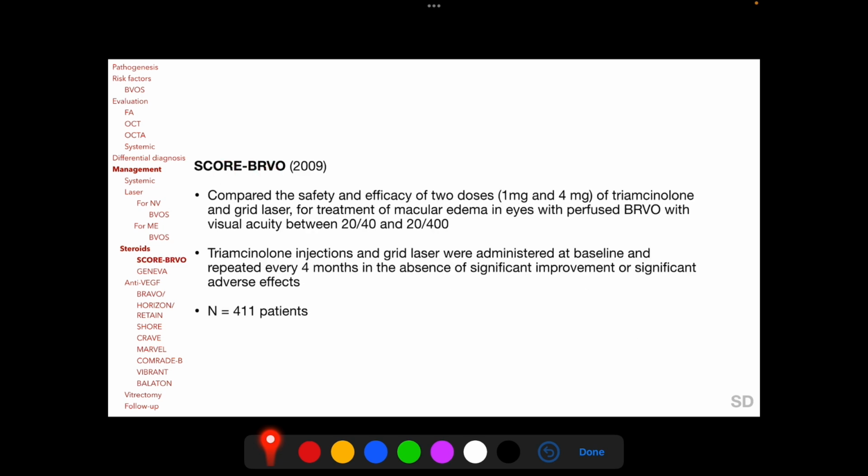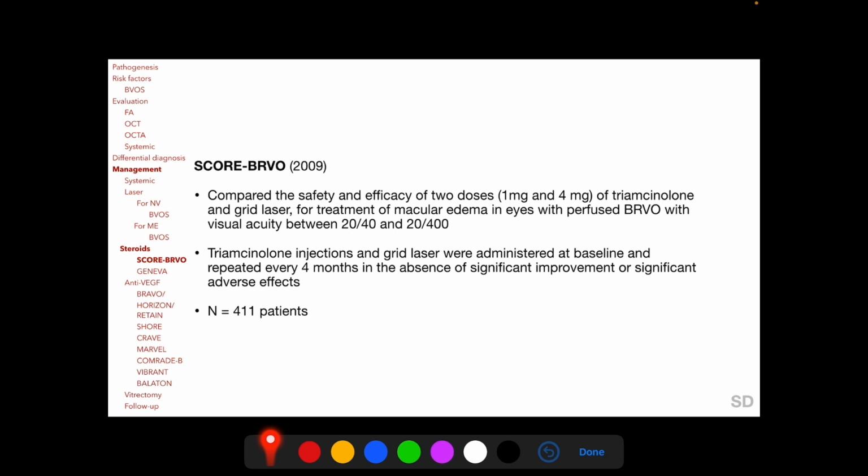The SCORE-BRVO trial compared the safety and efficacy of two doses, namely 1 mg and 4 mg, of triamcinolone and grid laser for the treatment of macular edema in eyes with perfused BRVO with visual acuity between 20/40 and 20/400. Triamcinolone injections and grid laser were administered at baseline and could be repeated every 4 months in the absence of significant improvement or in the absence of significant adverse effects. A total of 411 patients were randomized to three groups: one receiving 1 mg triamcinolone, the second receiving 4 mg triamcinolone, and the third receiving grid laser.